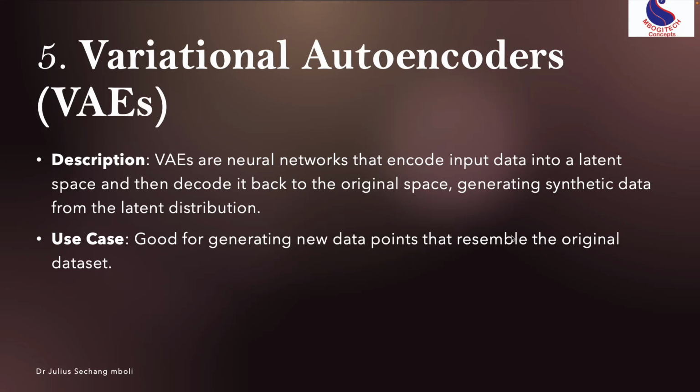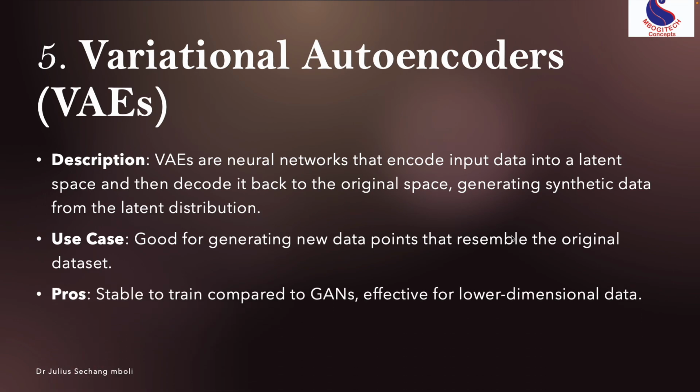So if you want your data to resemble the original data set, depending on your project, you may want to consider VAEs. But maybe GANs. Let's look at the pros here. It is stable to train compared to GANs. It is also effective for low dimensional data. Again, if you are looking for high dimensional data, you may want to prefer GANs. But GANs are difficult to train.